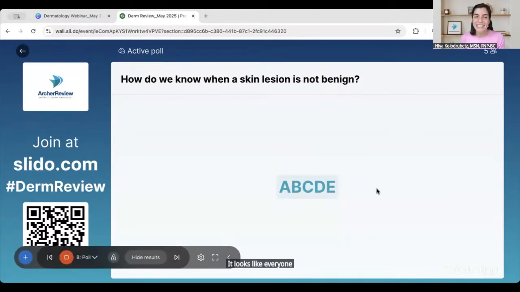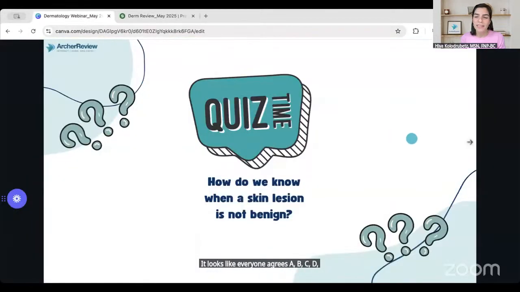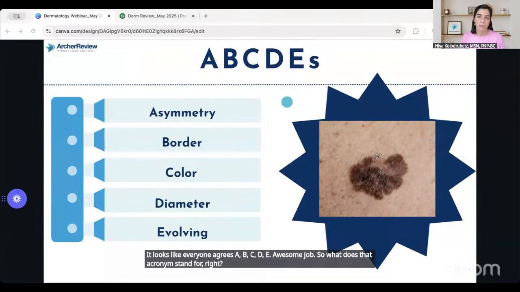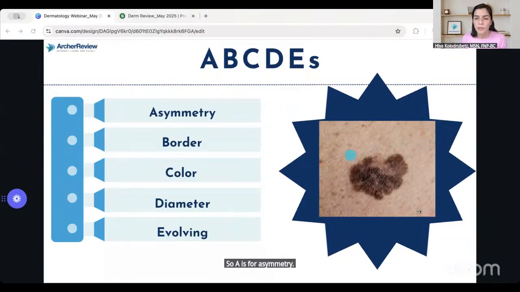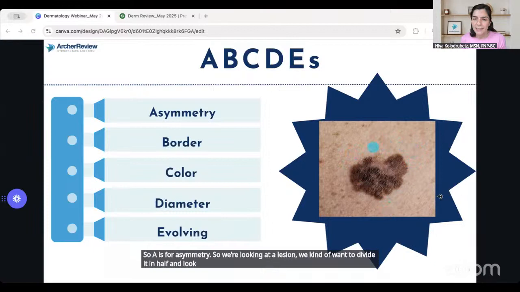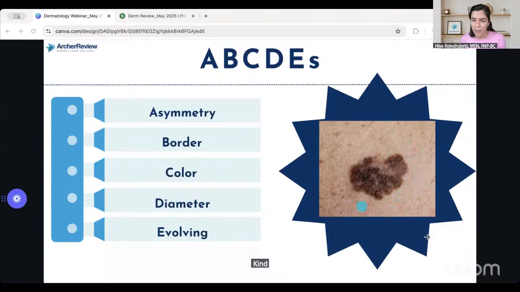A, B, C, D, E. Awesome job. So what does that acronym stand for, right? What are those things that we're looking for? So A is for asymmetry. We're looking at a lesion, we want to divide it in half and look at symmetry, right? Does this look symmetrical? If you divide this in half, absolutely not, right? Kind of looks like that flowery border that we talked about with those other nevi.